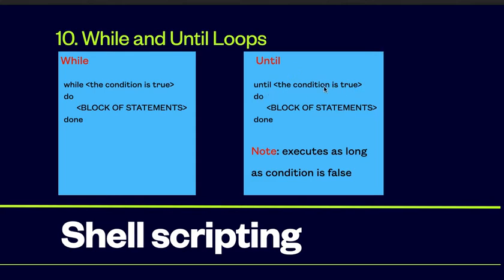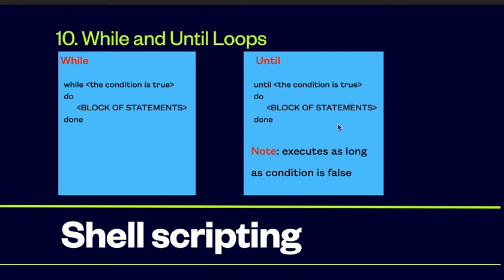true. So that means until the condition becomes true, the block of statements are executed. That is why the block of statement will be executed as long as the condition is false. So when the condition becomes true, it will just come out. So for while loop to execute, the condition should remain true, and for until loop to keep executing the block of statement, the condition should remain false. Once the condition becomes true, it comes out of that.